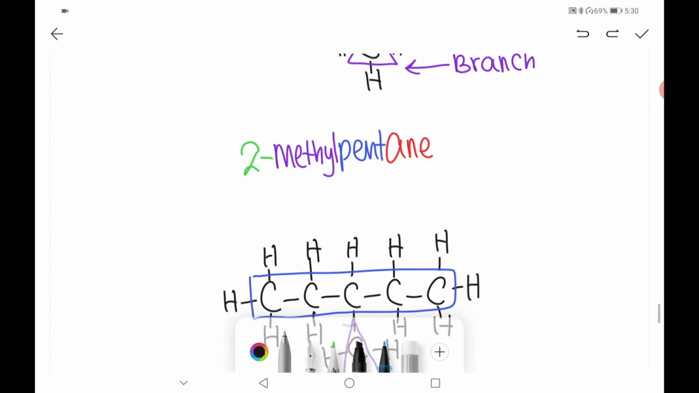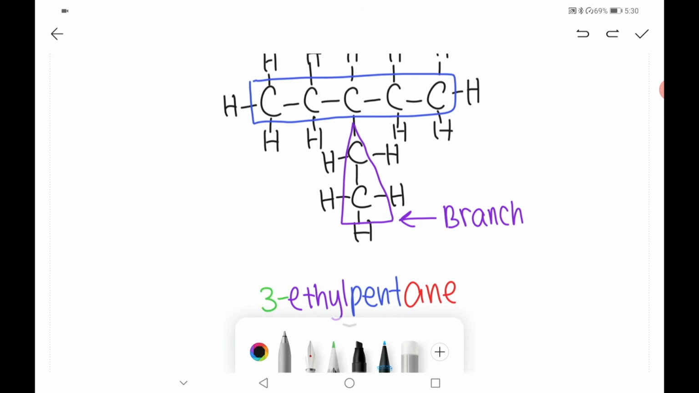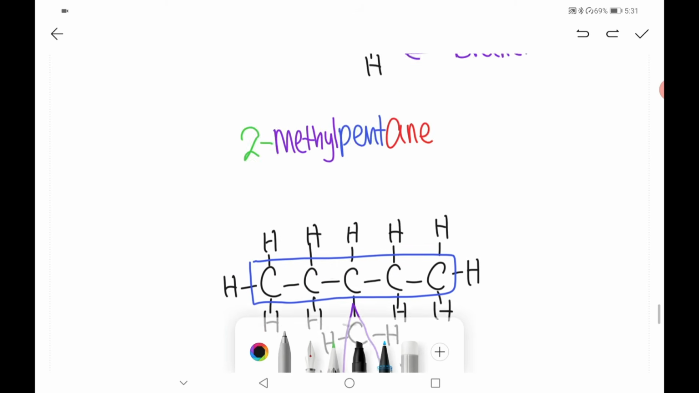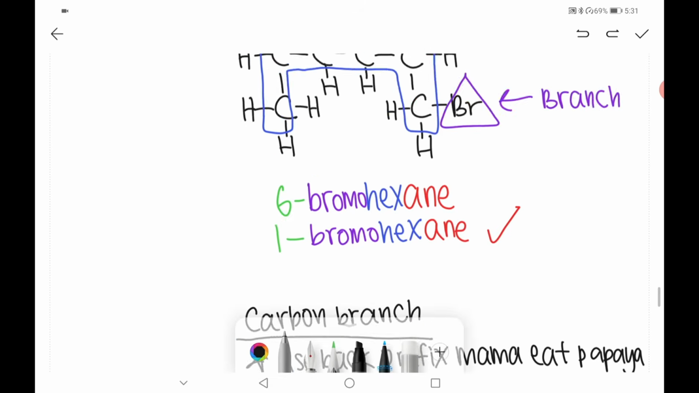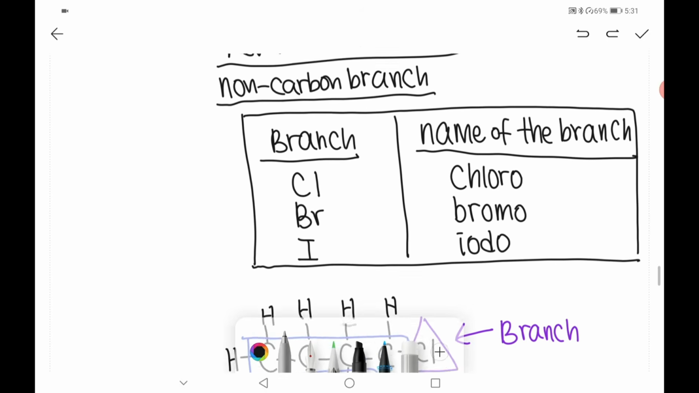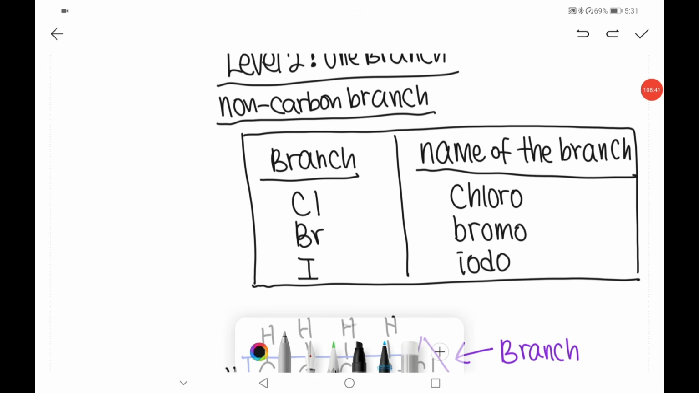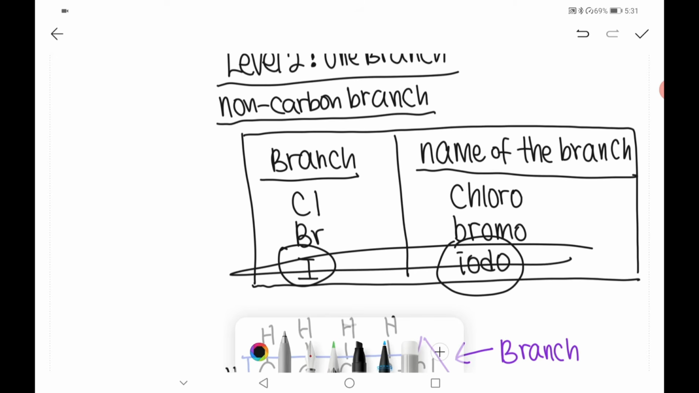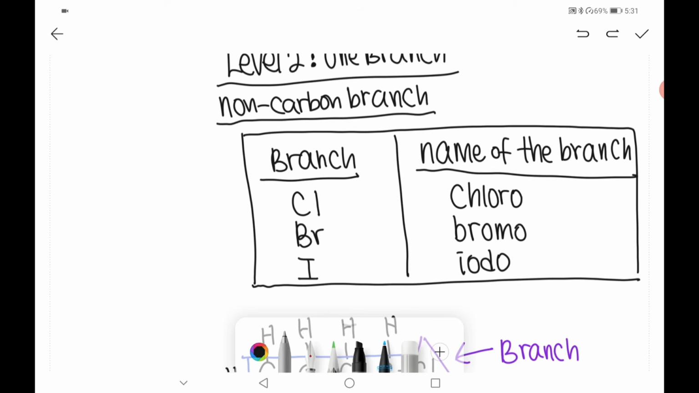Okay, so this is how we name it. So it's not very hard. Most importantly, you do it step by step. So this is level 2. In level 2, we put in 1 branch for the naming. If the branch is chlorine, just call it chloro. If the branch is bromine, just call it bromo. If the branch is iodine, just call it iodo. But in SPM, very unlikely they will ask you iodine. Very, very rare.